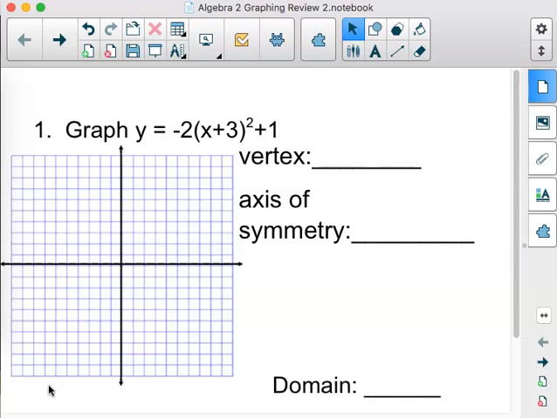Those that are just joining, I just asked everybody to grab just a clean sheet of notebook paper. We're just going to run through one graphing in vertex form problem, and then one factoring problem before I let you get going on your worksheets today and asking questions. So this one is graph y equals -2 times the quantity x plus 3 squared plus 1. And that is definitely our vertex form.